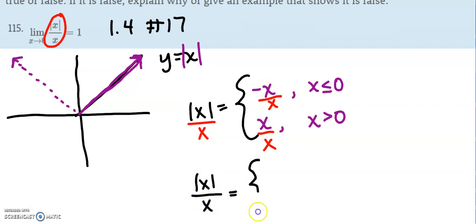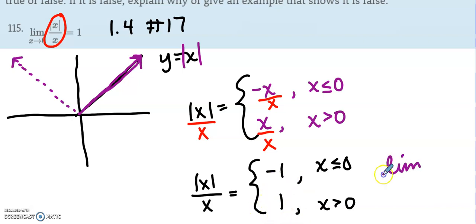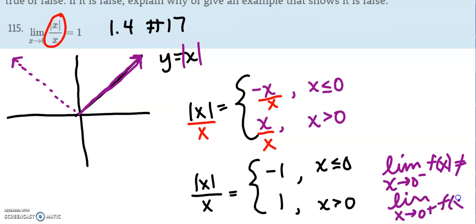algebraically speaking, negative x divided by x is always going to be -1. And x over x is always going to be +1. So when I go through and evaluate this limit, the limit as x goes to 0 from the left is -1, from the right is 1, and because the limit as x goes to 0 from the left of f of x is not equal to the limit as x goes to 0 from the right of f of x, overall that limit doesn't exist. And if the limit doesn't exist, then it definitely cannot be equal to 1. So false.